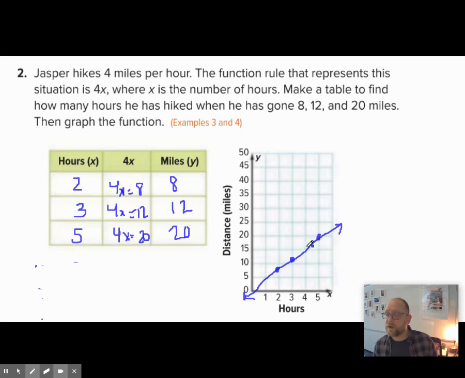I know that for 4 hours, our answer would be just a little bit above 15. We could figure that out. 4 times x, which is 4, would give us 16, and that is just above that 15, so that would work out. That falls on our graph of this function. So there we go. There is the graphed out version of the function table.